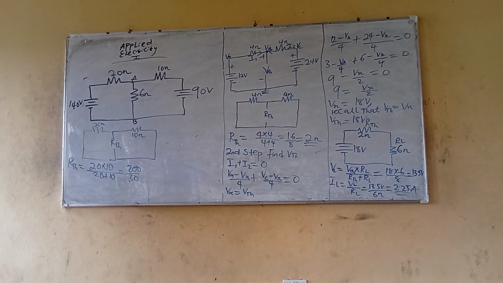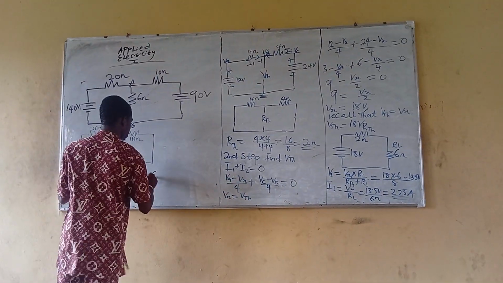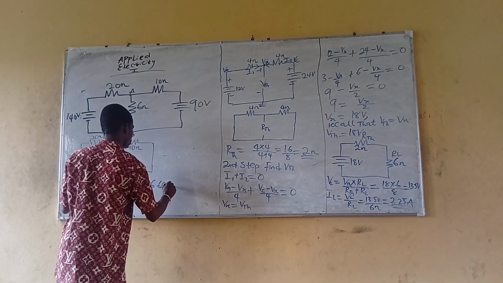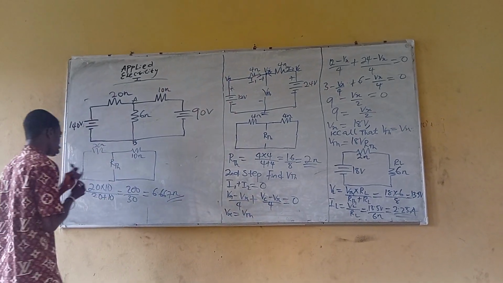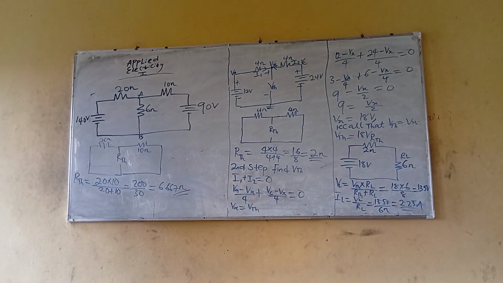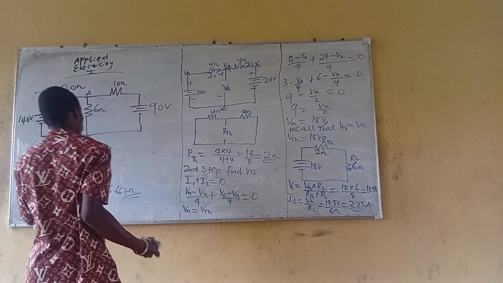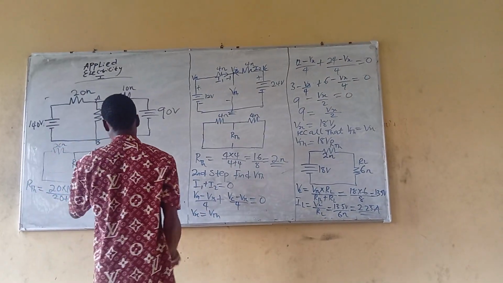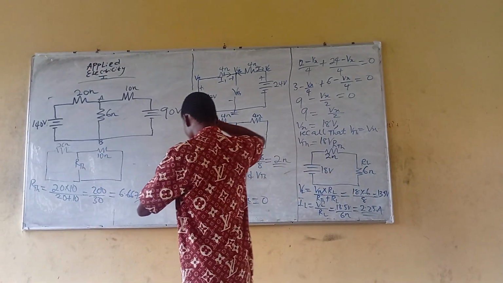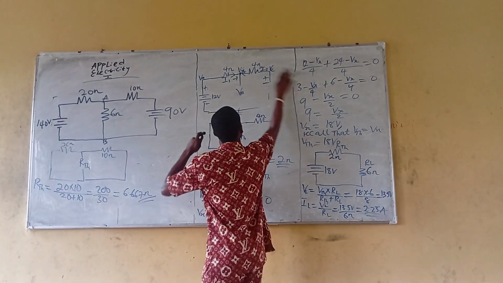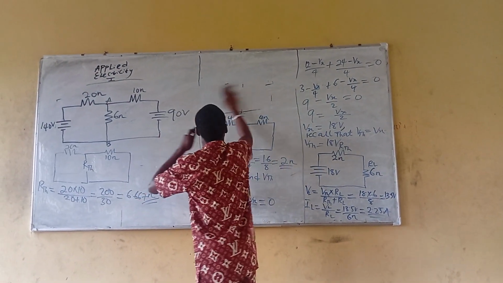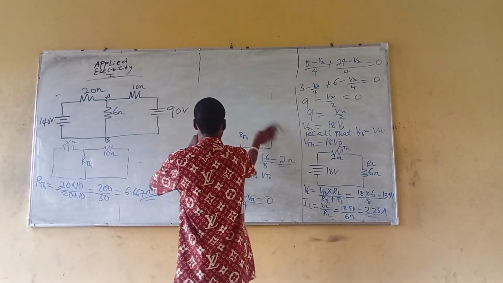This will give you 6.667 ohms. So I go with this. This is your Thevenin's resistance. So what are we going to do next? We are going to look for the Thevenin's voltage. That's the next step. Looking for the Thevenin's voltage.